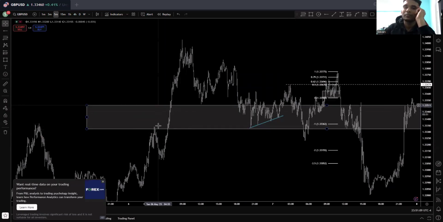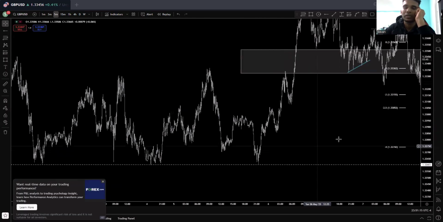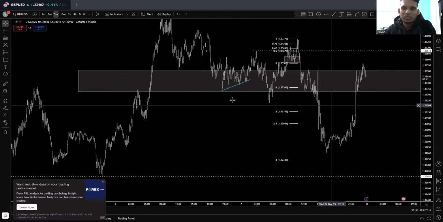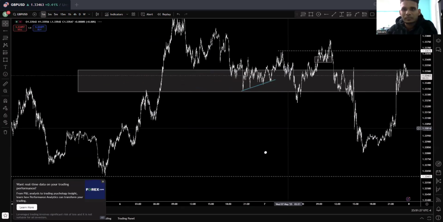I clearly knew one thing. Once this 4 hour or 1 hour value gap gets flipped, I can expect lower prices at least towards these equal lows. I knew that, but I had no plan for that. So that's the thing. In 1 minute, I can explain it even more clearly.